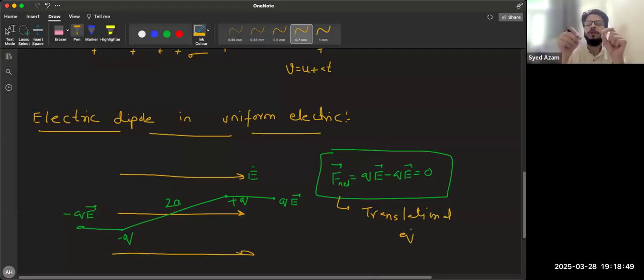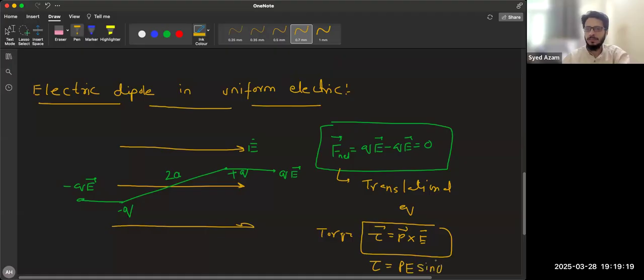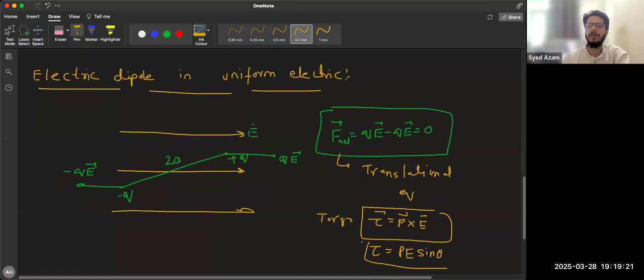Translational equilibrium means it is not going in a straight direction, neither along the positive x-axis nor along the negative x-axis. It will not have translational motion. But these two forces will make a couple. A torque will act on the dipole. The expression of the torque is P cross E. If you open the cross product, torque is PE sin theta. This torque will try to rotate the dipole.